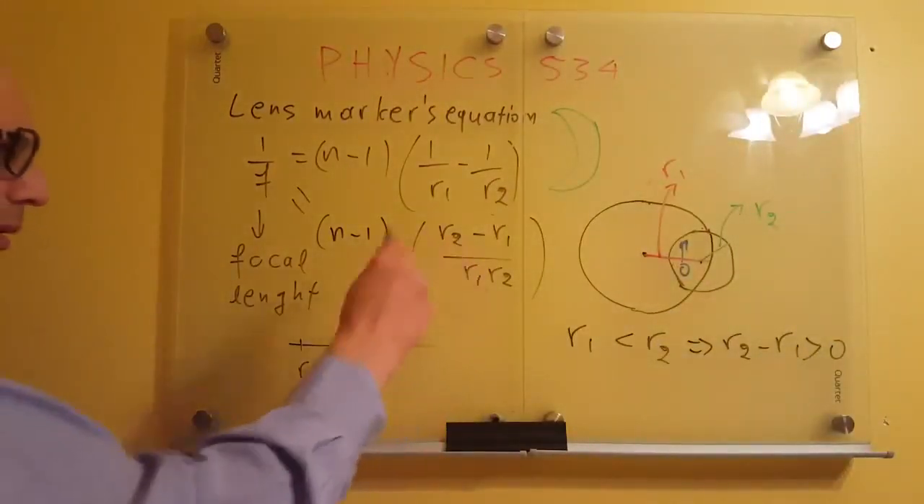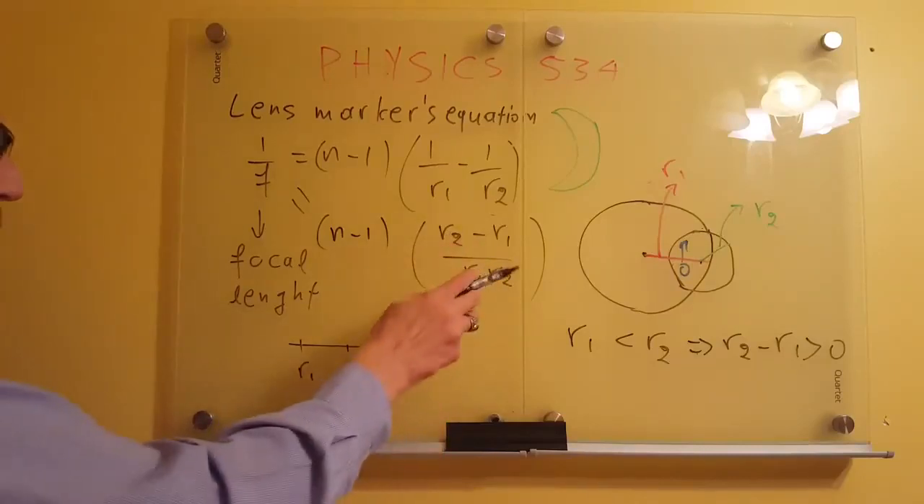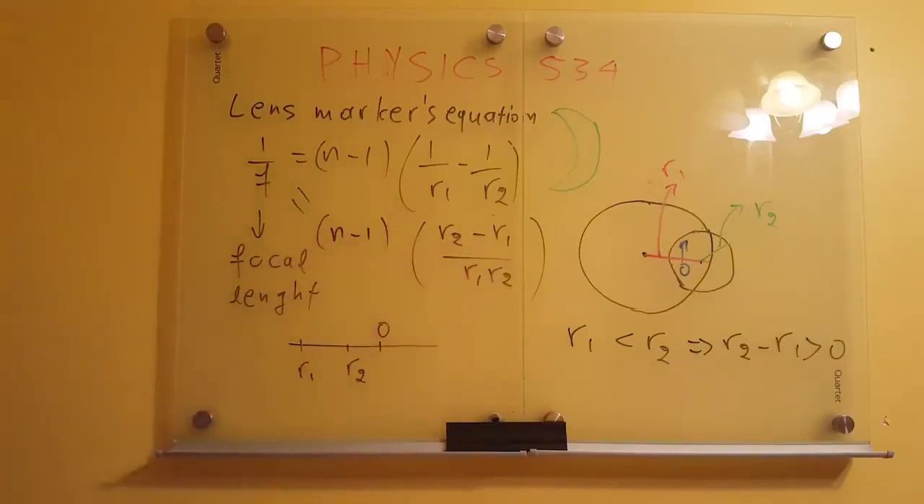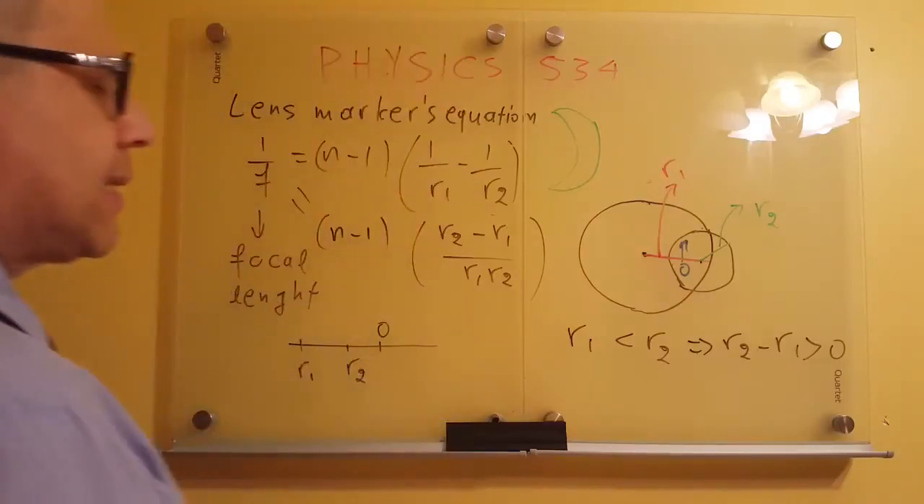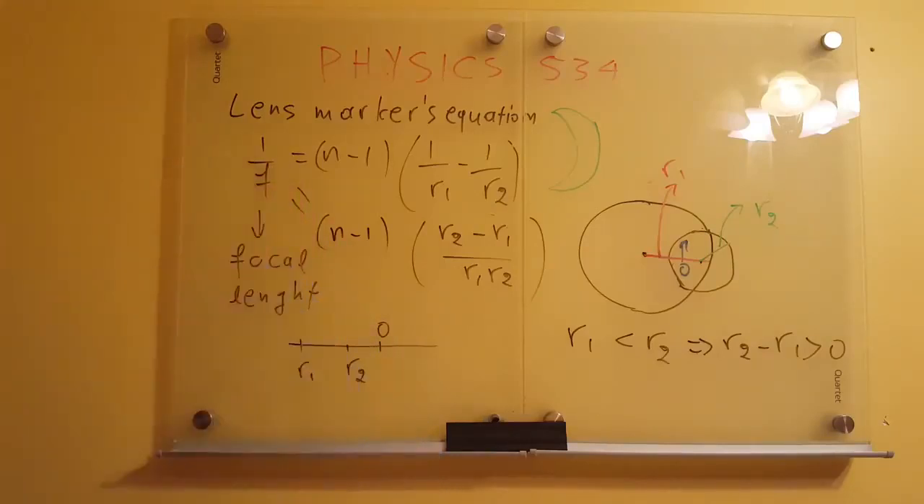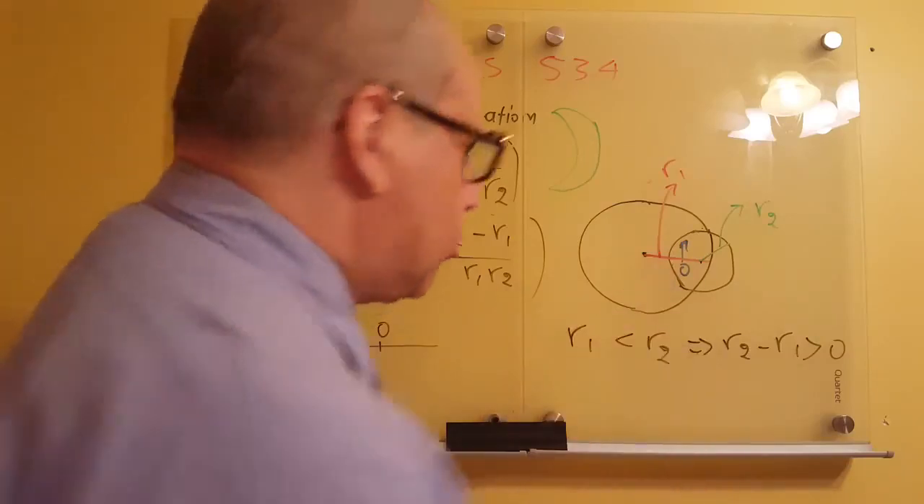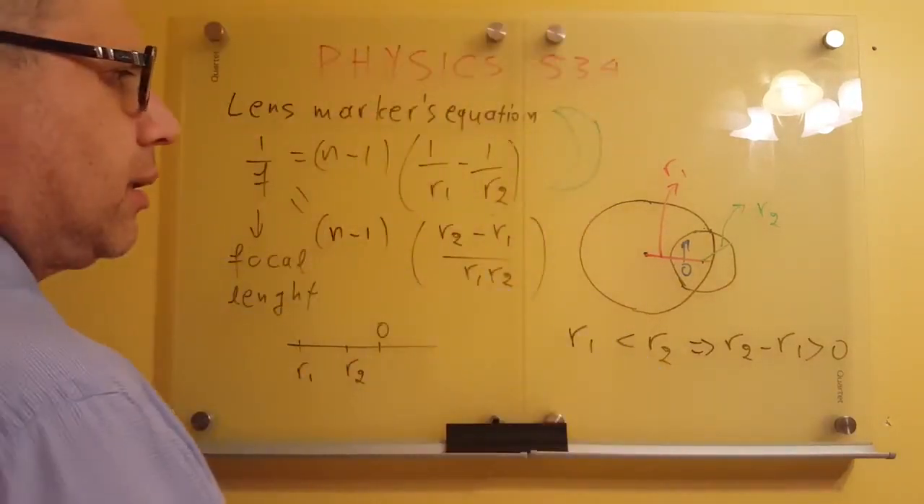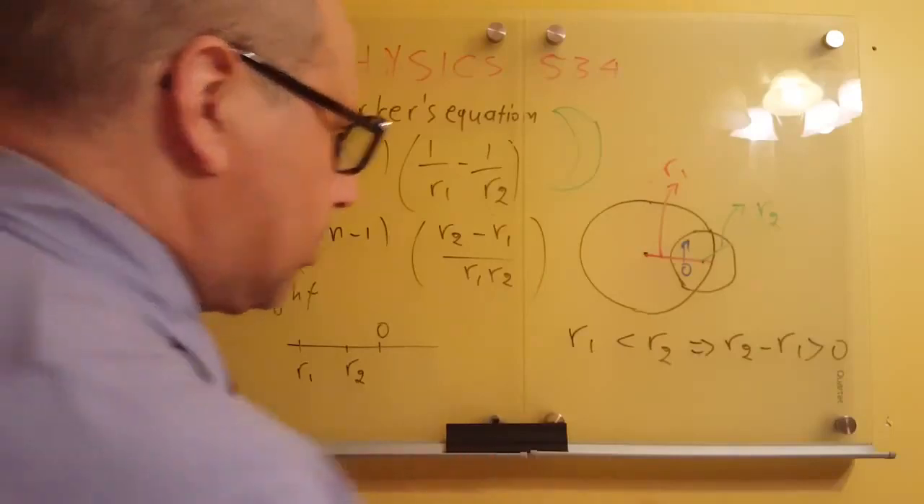So that means that because this is also positive and we said everything else is positive, this lens here has a positive focal length. So that means that it is converging.